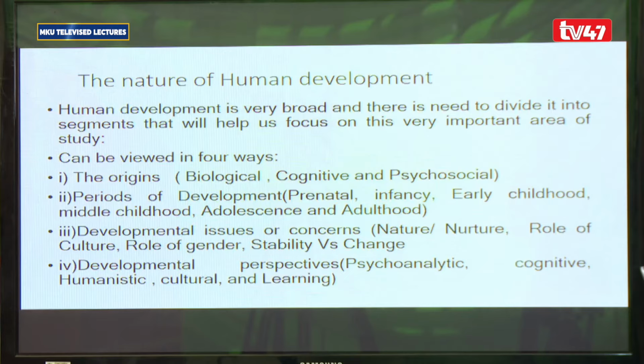Now, the first one is going to be what we call nature and nurture. What actually controls development? So under these developmental issues or concerns, we want to see what it is that controls development. Is it the nature? Is it the nurture? Nature has got to do with the genetic makeup of that individual. Nurture has got to do with the role of the environment or experience, or that environment within which that person is growing up. What is it that controls?